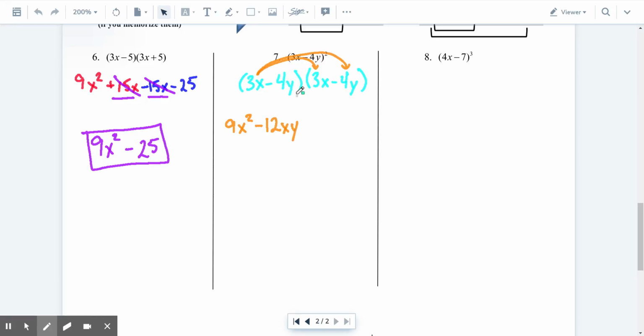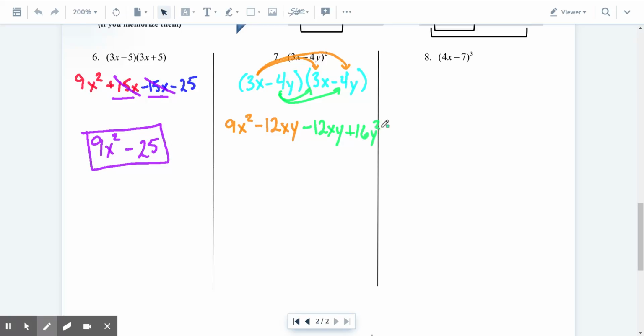Okay, and what we normally do now is we take negative 4y times 3x. So negative 4y times 3x, that would be negative 12. Always write alphabetical order, so we're taking y times x, but we're going to put the x first because it would be first alphabetically. And then we're also going to take negative 4y times a negative 4y. Remember, negative times negative, put that plus 16. And then y times y is y squared.